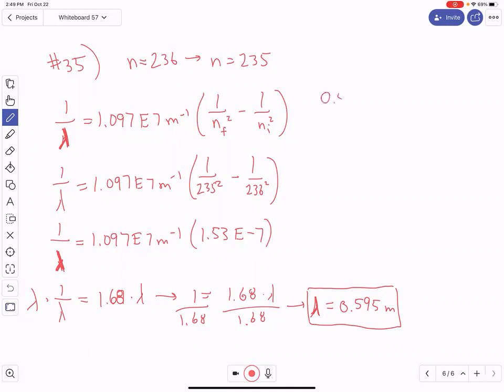So, okay, I've got 0.595 meters, and I know in 1 meter I've got 1 billion nanometers. So in this case, I'm multiplying. So we would get what? We get 5.95 e to the 8th nanometers, I hope.